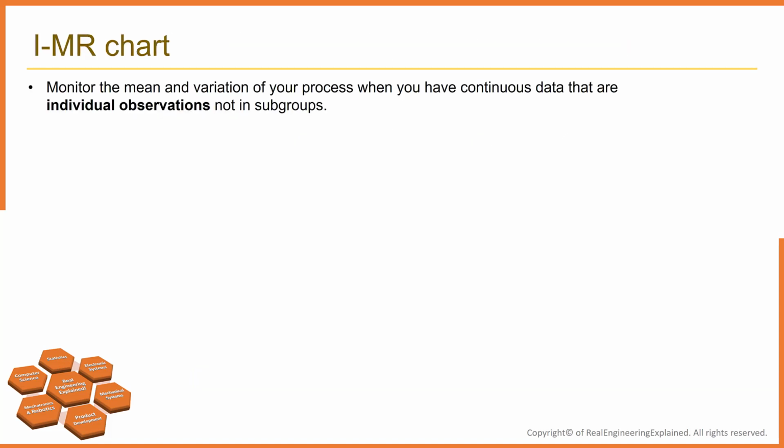So, IMR charts are used to monitor the mean and variation of your process when you have continuous data that are individual observations, not in subgroups. We can use these control charts to monitor process stability over time so that you can identify and correct instabilities in the process.